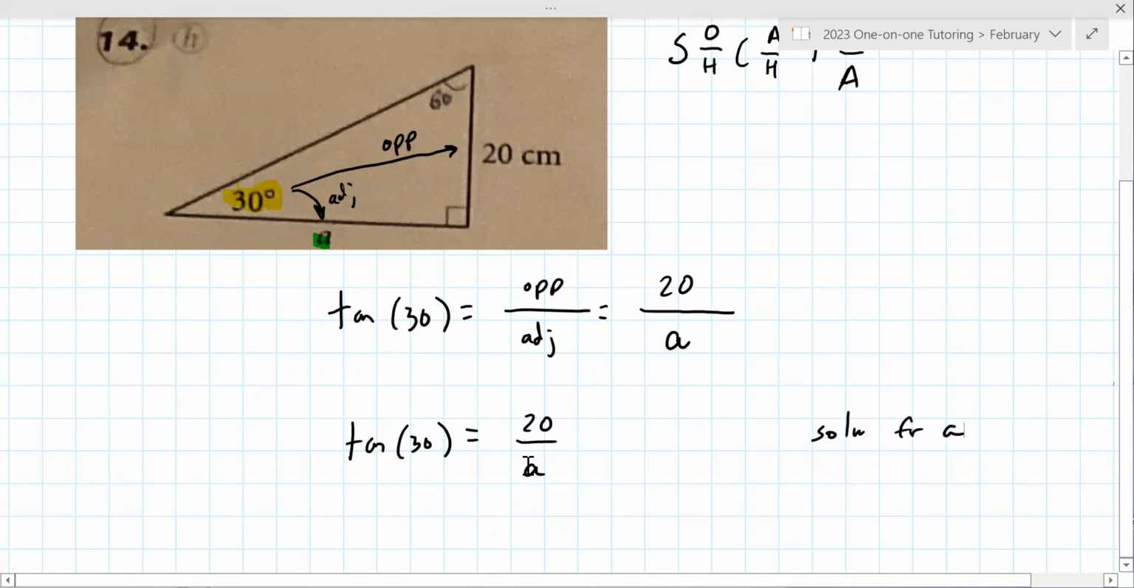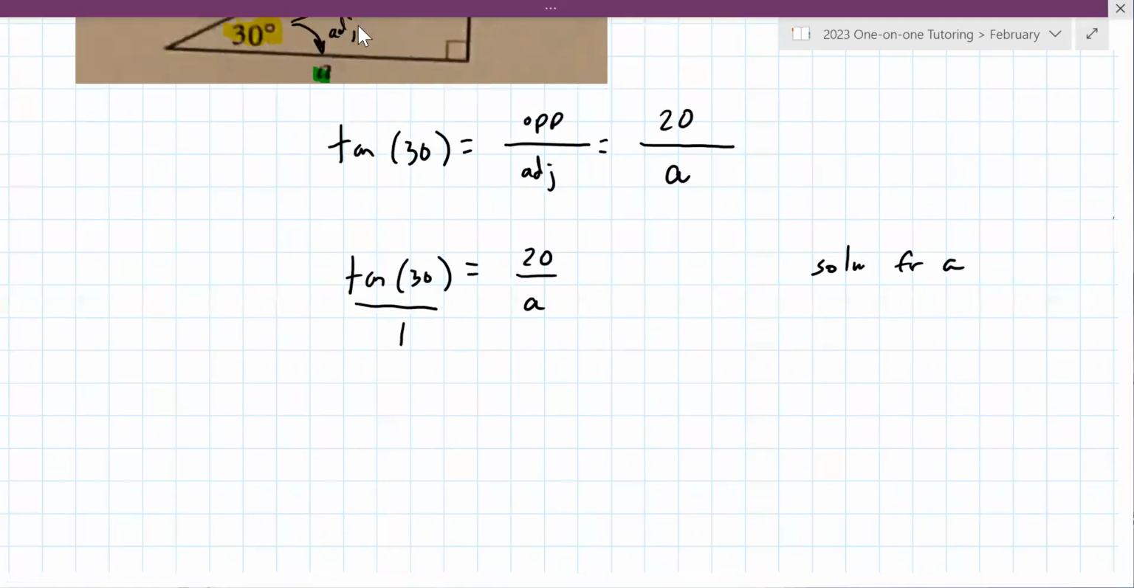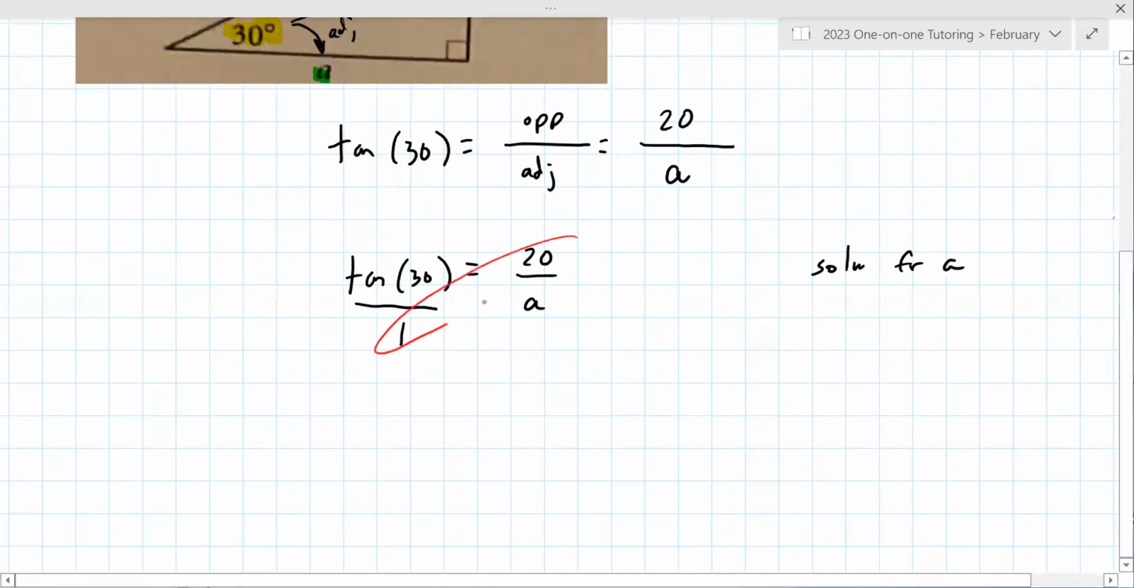So how do you get a variable out of the bottom? I guess would you just divide it all, or cross multiply, or multiply by A? Either way is good. What have you been doing in class? To me, you can go diagonal multiplication, or you can multiply both sides by A.